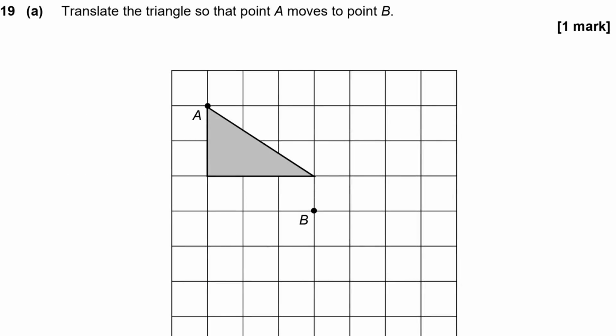Question 19. Translate the triangle so that the point A moves to the point B. My point A is here, and it's moved to this point here. How far has it gone? It's gone 3 squares down and 3 squares along. In order to translate this shape, we've got to do the same thing with each of the other points. Taking the bottom left-hand corner, 3 down, 3 across, that point ends up going there. And taking this corner here and going 3 down and 3 across goes to here.